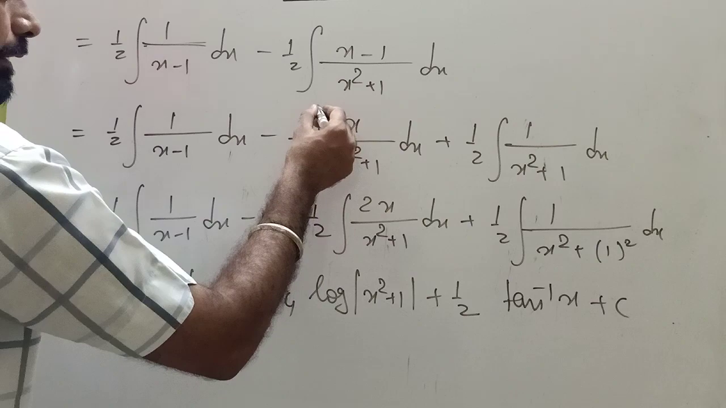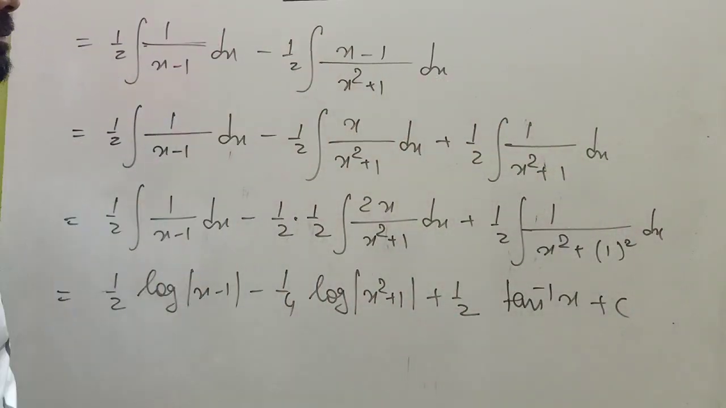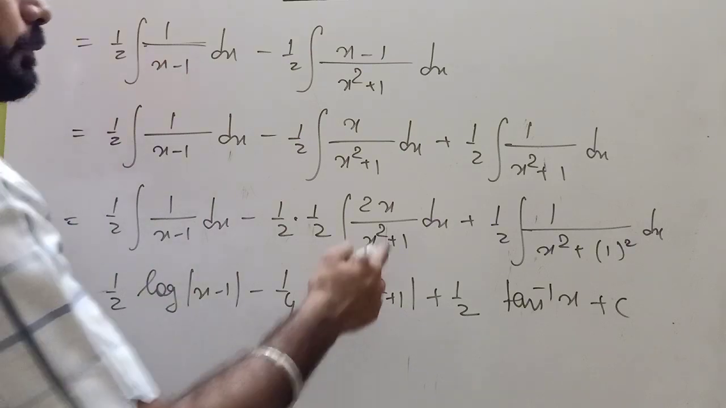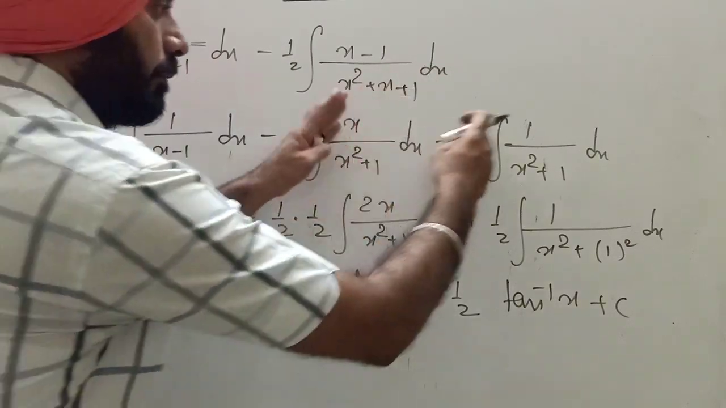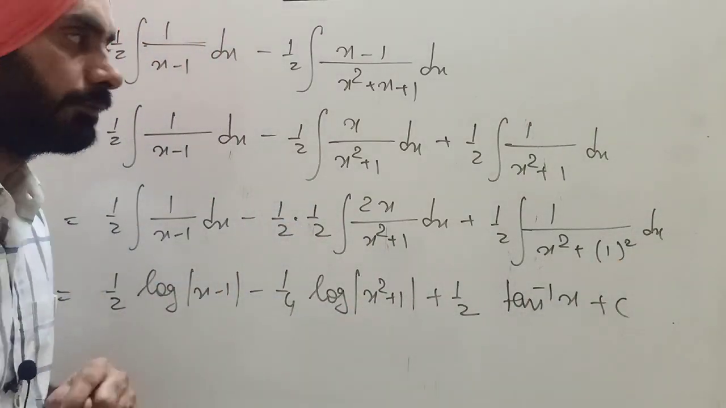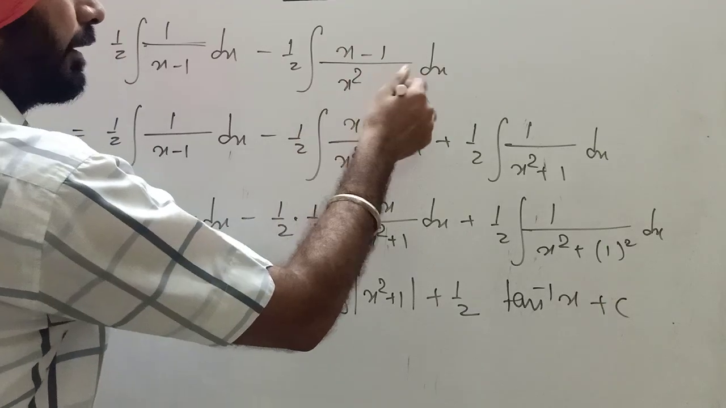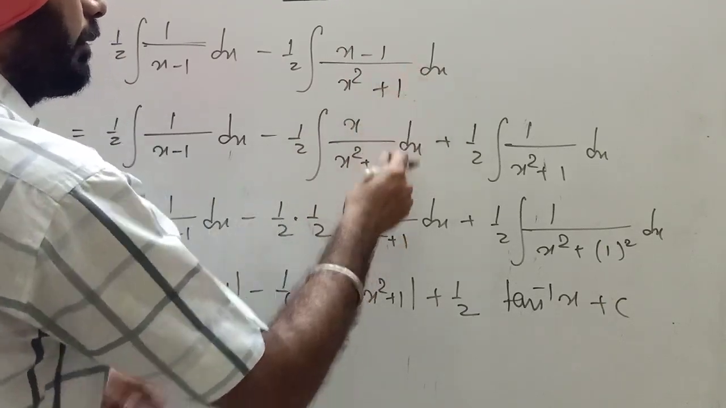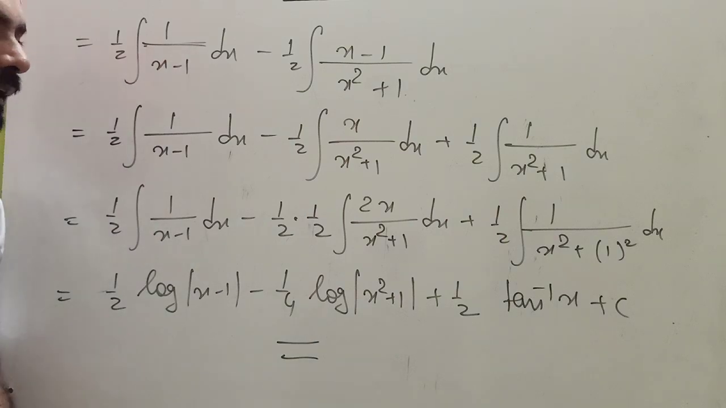Clear? If it is not clear, then you can apply the type LM, means linear over quadratic. Suppose that there is the term x square plus x plus 1. Then this method was not applicable. Clear? But when there is square term and a constant term, then we can apply this method. So this is the third case when the denominator has one quadratic factor.